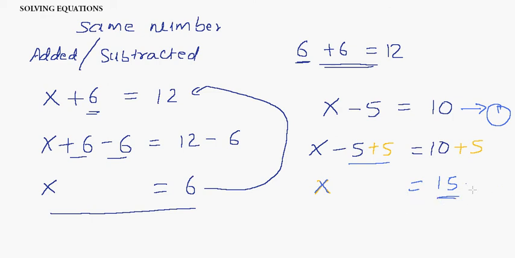Now, if x equals 15 is substituted in this equation, you'll get the true value of the equation. x equals 15 minus 5 equals 10.